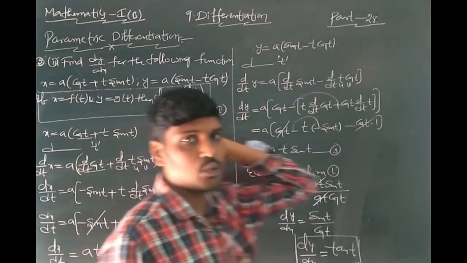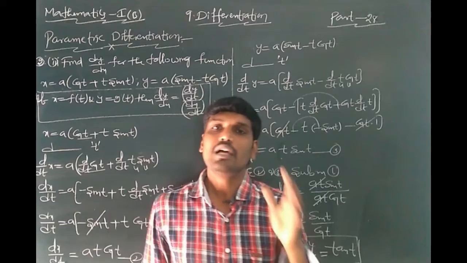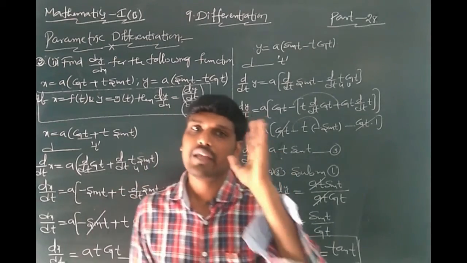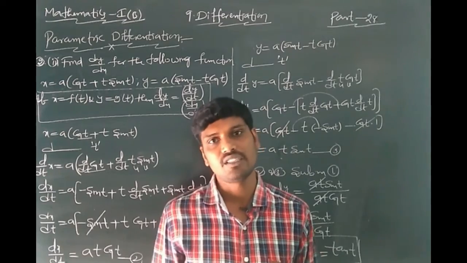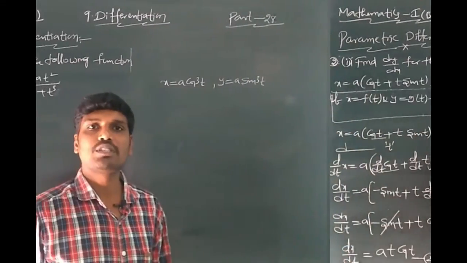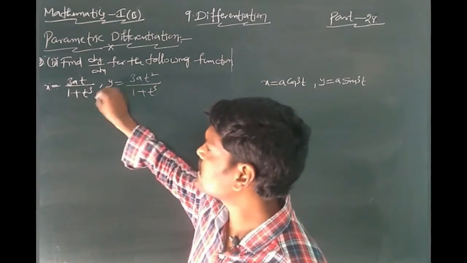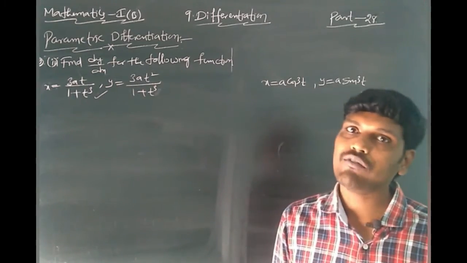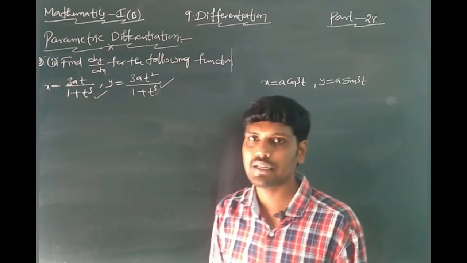For these two functions, the derivative dy by dx is tan t. In this model, these two problems are very important. These models are parametric differentiation methods. Assignment problems or homework problems in this model: first problem, x is equal to 3at by 1 plus t cube, y is equal to 3at square by 1 plus t cube.